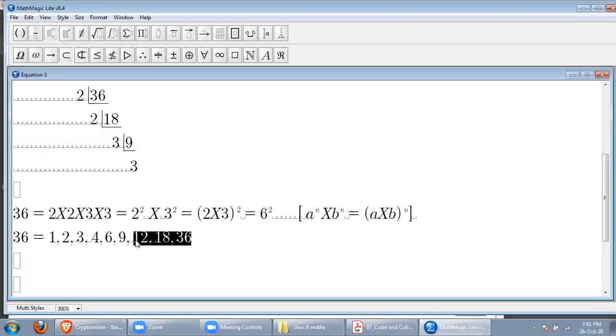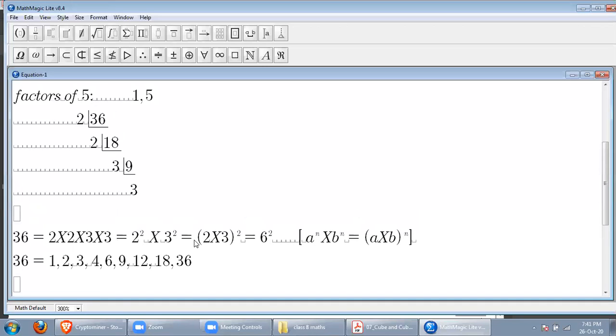So actually, these are the original factors of the given number. This is factorization, but expressing it as a product of prime numbers. Every number can be expressed like this. These two, these three are prime numbers. It can happen with five also. So every number can be expressed as a product of the prime factors.